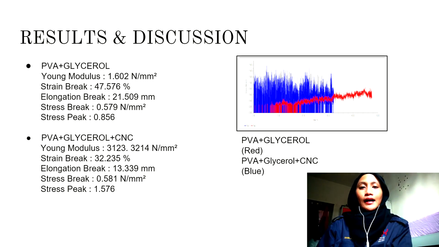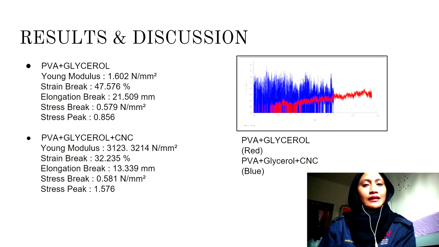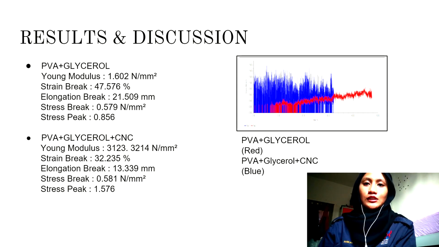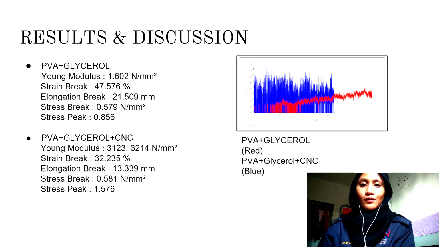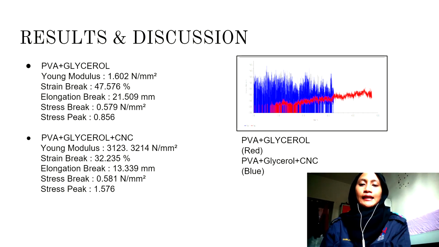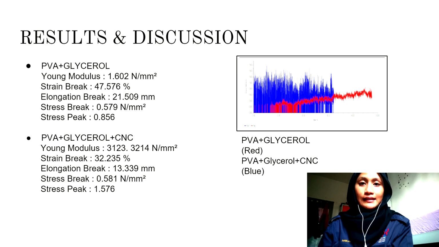Okay, a higher Young's modulus means either high stress, or lower strain value, or both. So basically, the higher the Young's modulus the material has, the stiffer it gets. Based on the results, the membrane with CNC has a higher Young's modulus with a value of 3,123.324 N/m² compared to the membrane without CNC with a value of 1.602 N/m². Hence, the membrane film with CNC is much stiffer than the membrane without CNC.